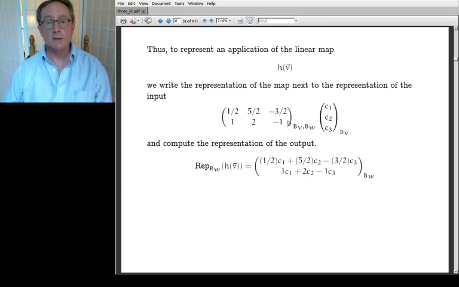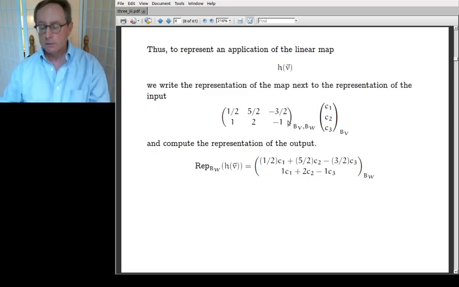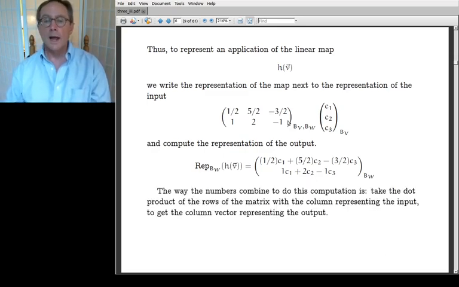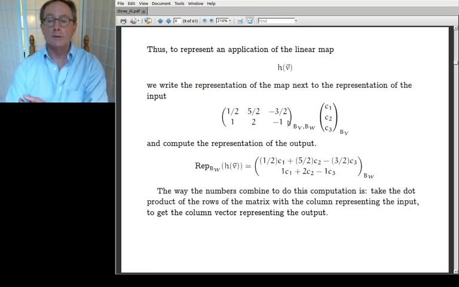And the rest is a question of getting used to this particular computational scheme. So this is not some sort of gift where I'm telling you something that's just a brilliant idea. If you just write down what the numbers are, you try to make the abstract concrete. You just write down what the numbers are and you see this combines with this combines with this. This is just simply how they combine. So the way the numbers combine to do this computation is you take the dot product of the rows of the matrix with the column representing the input. And the result is the column representing the output.